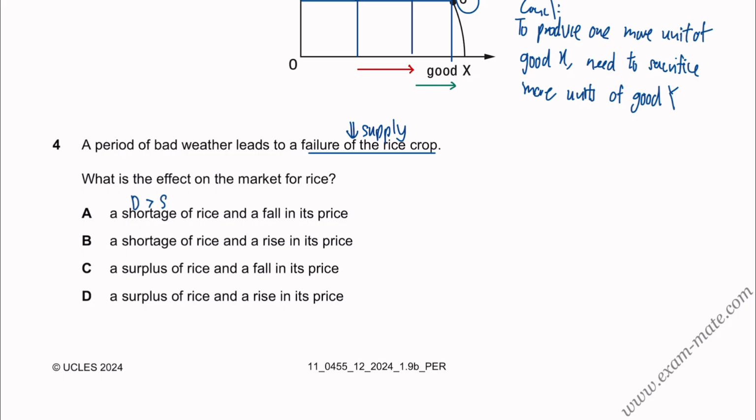Surplus is supply more than demand. So in this case, when we see there's a reduction in supply already, we can know that there may be demand more than supply. Okay, so this one is wrong, so we can eliminate C and D already. So now we need to determine whether it's A or B that is the correct answer. So we can draw a graph.